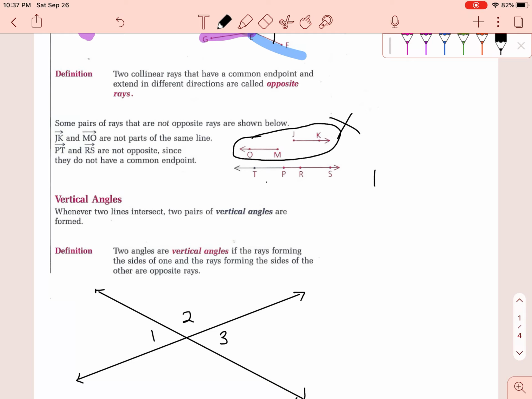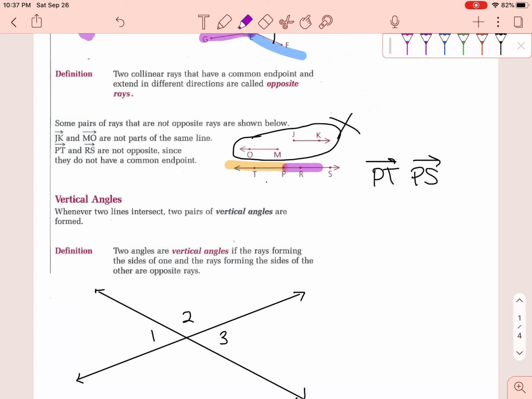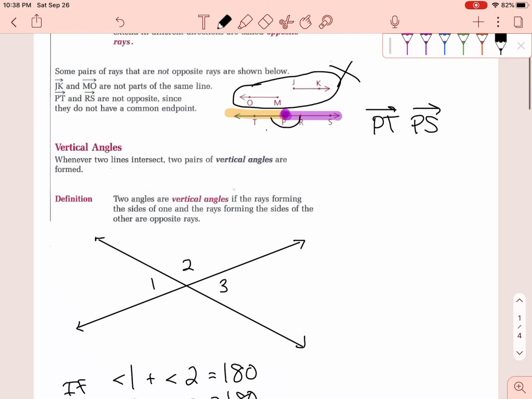Okay, an example of opposite rays would be PT is opposite with PS or PR. Those are opposite rays because PT goes this way and PR or PS goes that way, and they share point P. They create a 180-degree angle. So that's what we're talking about with opposite rays.